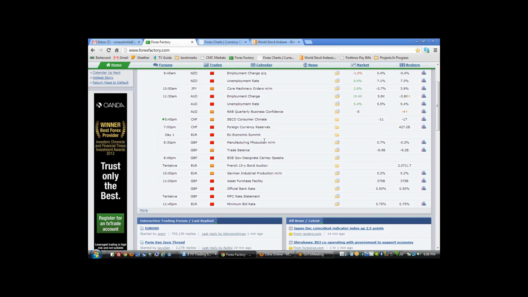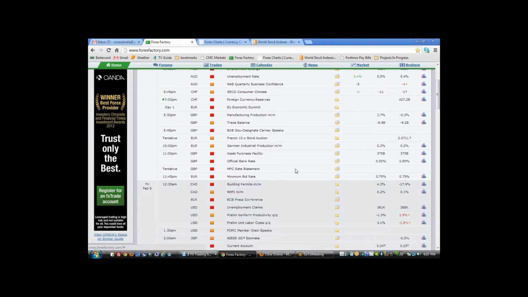Eurozone all-day EU economic summit. Pound manufacturing production at 8:30, about 2.5 hours from now. Trade balance as well. So there are a few pound and euro major reports here that will affect the pound, anything in pound against any currency. So just be careful with that if you're momentum trading.